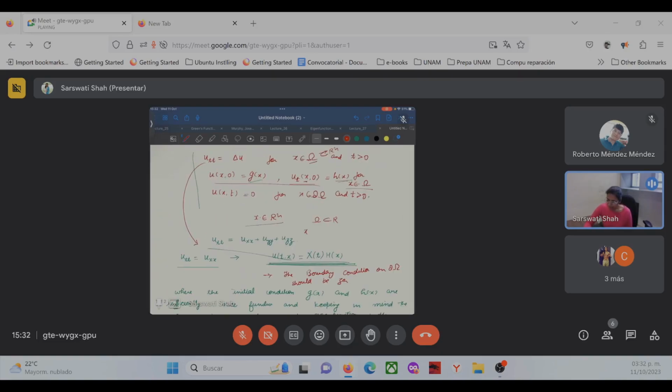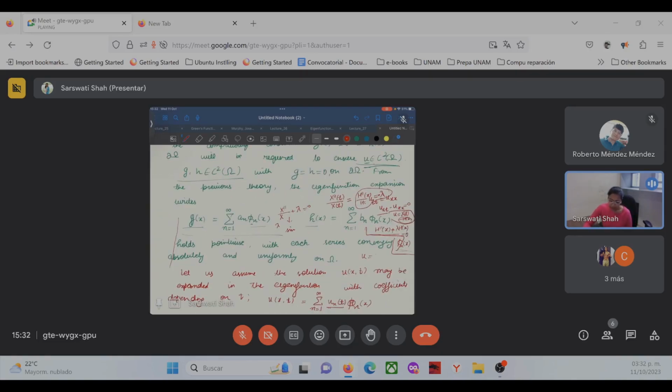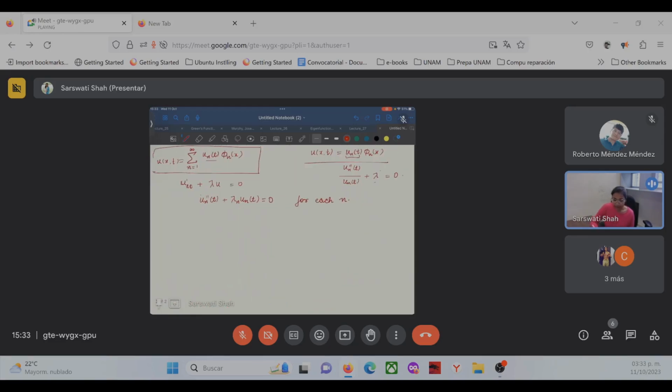And in this expansion, we assume it minus lambda, so that when it passes to the left hand side, it is going to give us the positive eigenvalue. So because of that, since lambda_n is assumed to be greater than 0, this ordinary differential equation has a general solution.